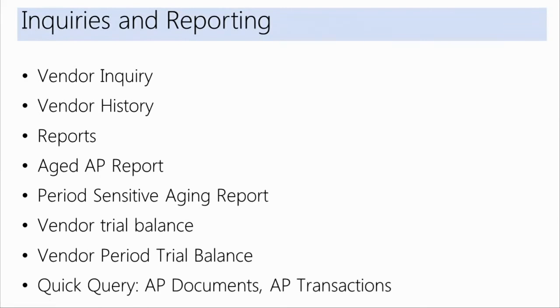The process flow. We've touched on a lot of different things, but we've gone through not just the process and input screens, but the flow that would potentially happen at your company. The next section we'll talk about is inquiries and reporting. We'll go over a couple of the inquiry screens for vendors. We'll look at all the reports that are available, and then we'll give you some examples of some of the important things like the aged AP, the period sensitive, and the vendor trial balances. And then we'll finalize that with a look at quick query, and we'll look at a couple of quick queries that come out there with the AP documents and AP transactions.